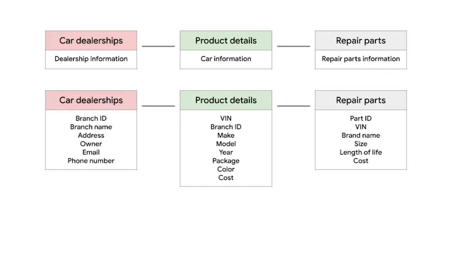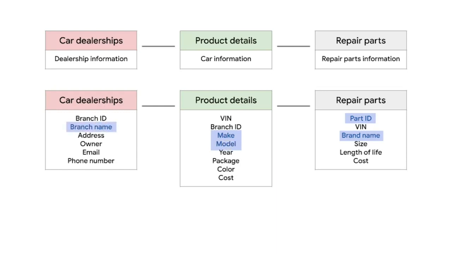The structure of this database can help you decide which data you need to pull to meet your objectives. For example, the total number of a particular brand of car sold or a repair part for a specific make and model of a car at a certain branch.